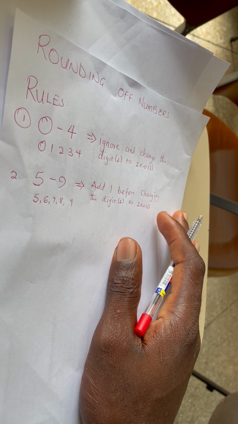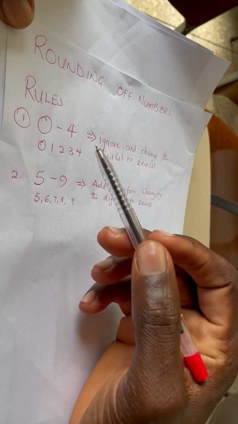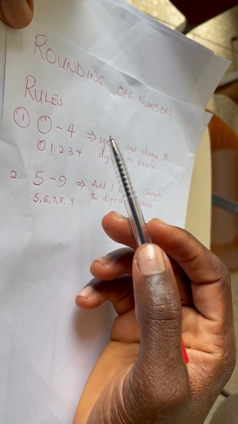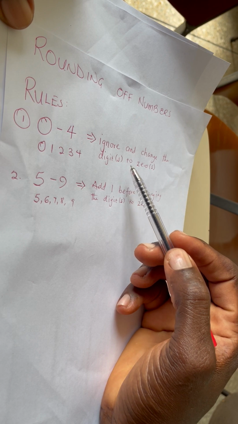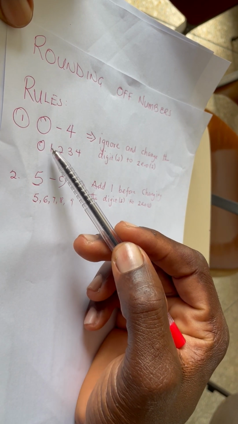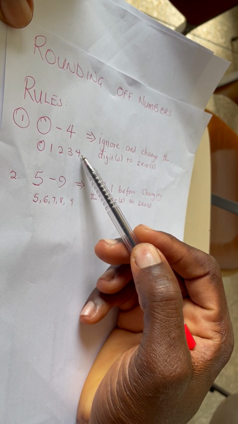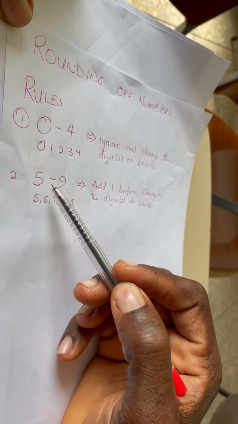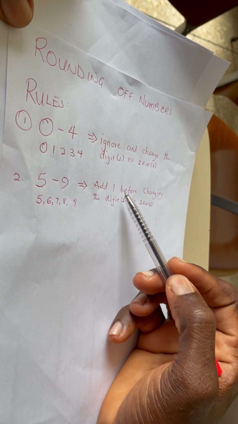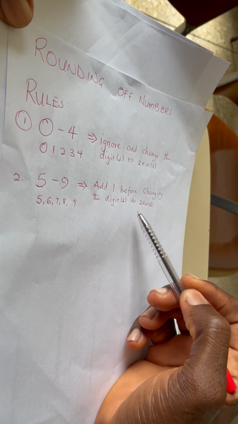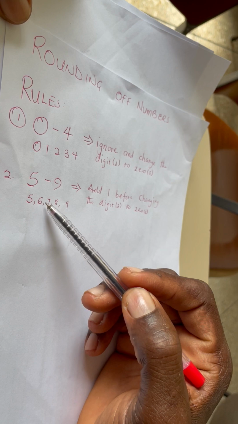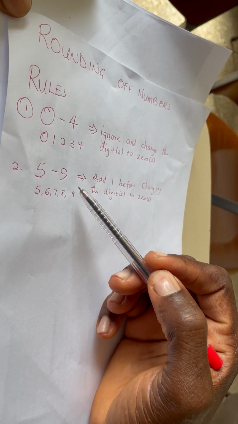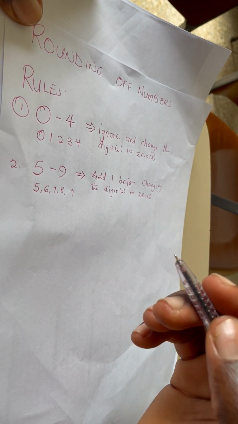The first one says, if the digit is from 0 to 4, you ignore and change the digits to zeros. If it means 0 to 4, the number should be 0, 1, 2, 3, or 4. If you have 5 to 9, you add 1 before changing the digits to zeros. Now, 5 to 9 will mean 5, 6, 7, 8, or 9. Now, let's try some examples.